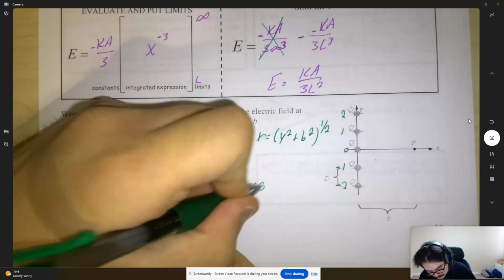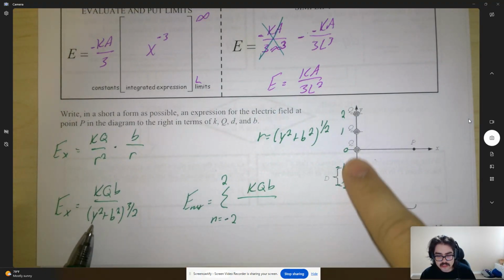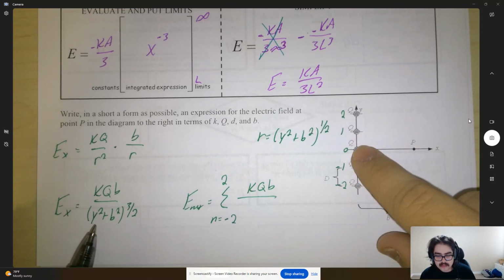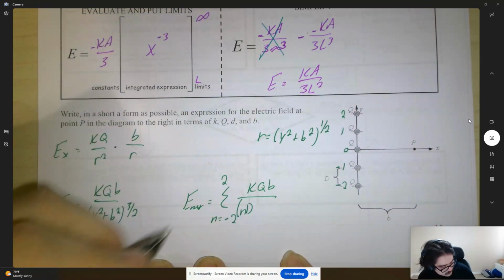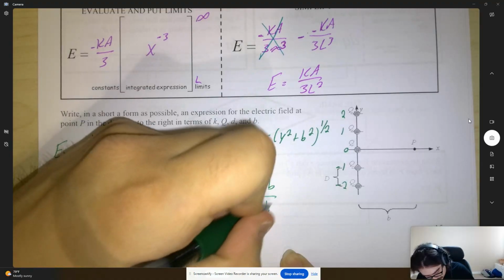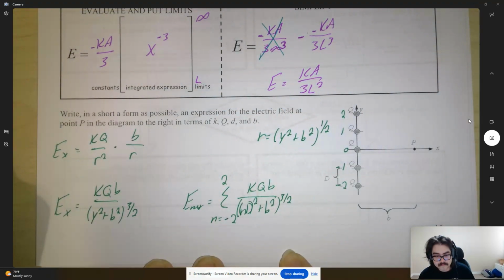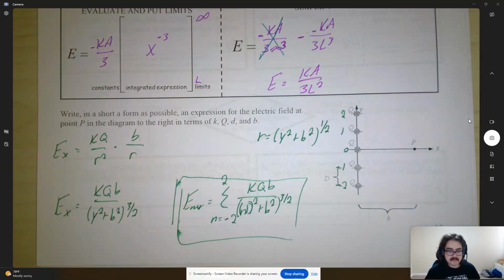This is going to be kqb over, now y does have to change because y is changing as we go. If each one is a distance d above this, then I'm going to do n times d, n d, squared plus b squared to the 3/2 power. So there you go. That's the summation notation form of that.